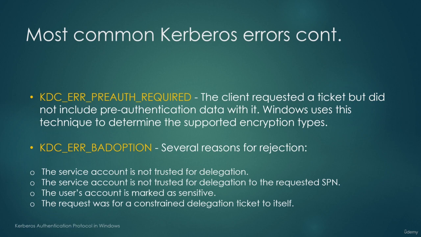The most common scenario for a bad option error is a request for a delegated ticket in constrained delegation. You will normally see this on the mid-tier server trying to access a backend server. There are several reasons for rejection. The server's account is not trusted for delegation, or it's not trusted for delegation to the requested SPN. The user's account is marked as sensitive and cannot be delegated. Or the request was for a constrained delegation ticket to itself.